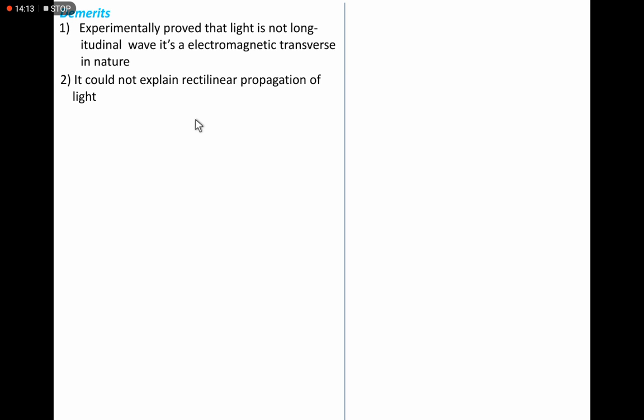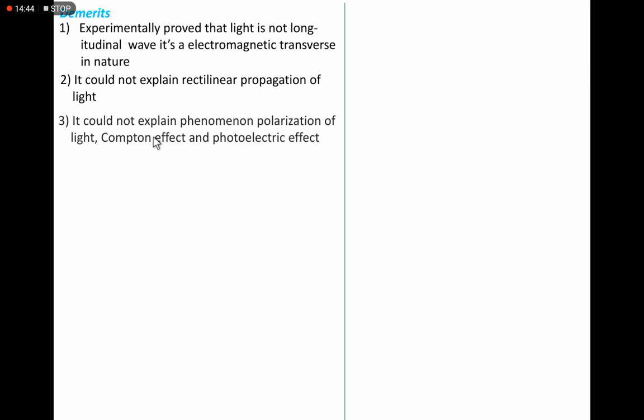Then this theory could not explain the rectilinear propagation of light, how light is transferred in the medium, how light passes through the medium. This is a simple mechanism, but it could not be explained by this wave theory of light. So it is a drawback of the theory.